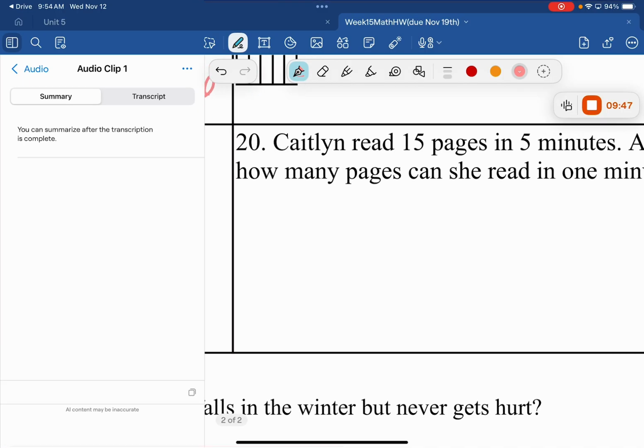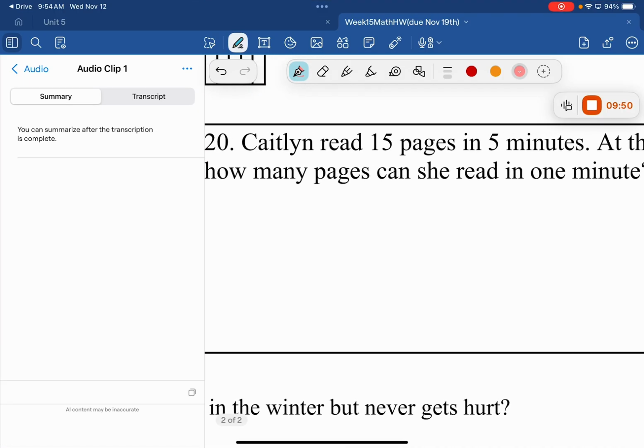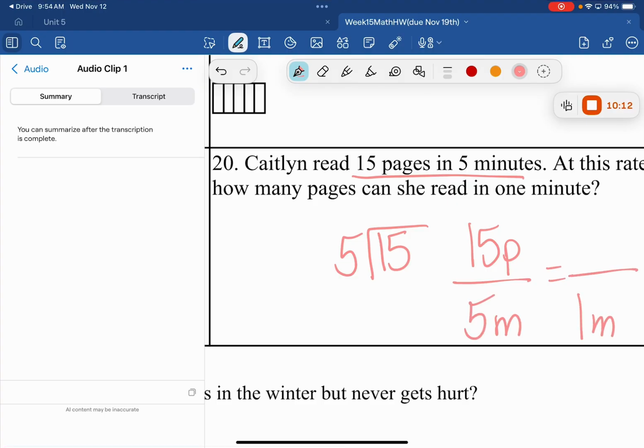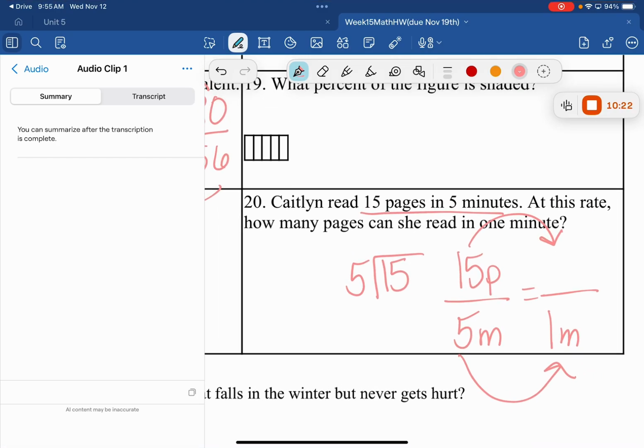All right, I'm moving over to 20. Caitlin read 15 pages in 5 minutes. At this rate, how many can she read in 1 minute? Let's take the pages and divide it by the minutes. And that'll tell us how many she can do in 1 minute. Or you could go like this, 15 pages in 5 minutes. Set it up to an equivalent ratio with 1 minute on the bottom. And then you can figure out the scale factor. It's the same as dividing, but it may be easier for you to do it that way.